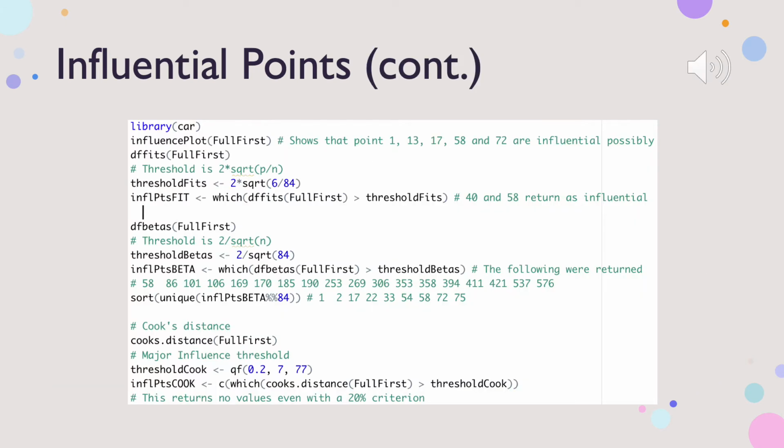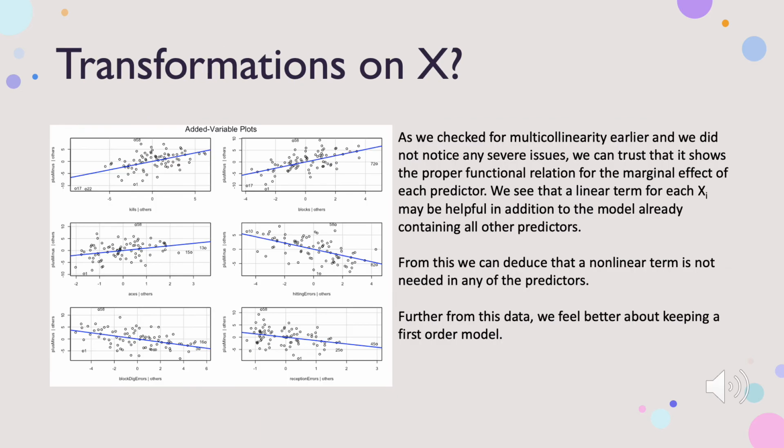Here we see the R code for each of the tests that we just ran. Next to it, as a comment, we see the points that were listed as influential. You can see the overlap between the points we returned in the last slide. Note that Cook's distance did not return any values even with a 20% criterion.